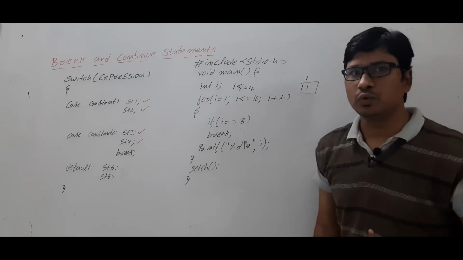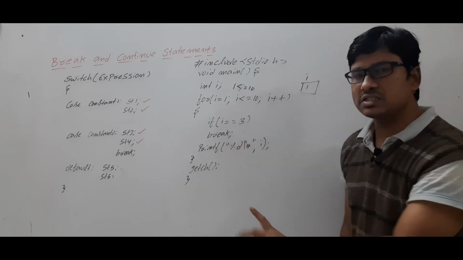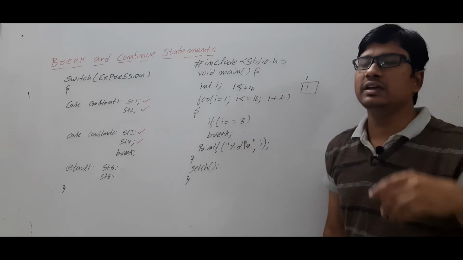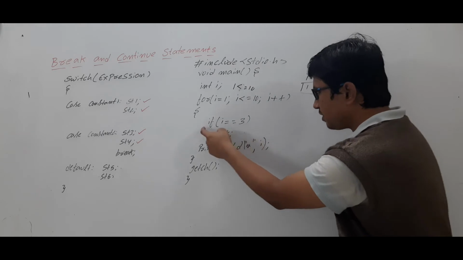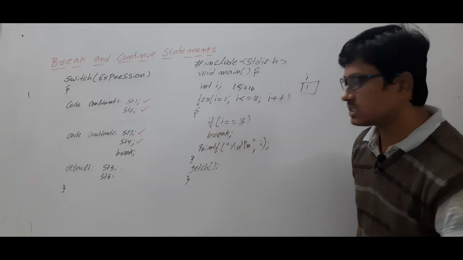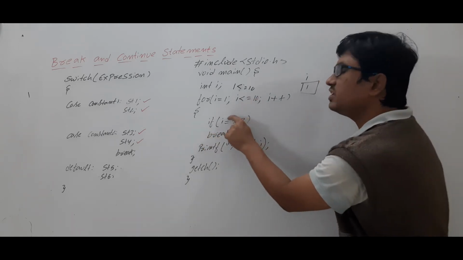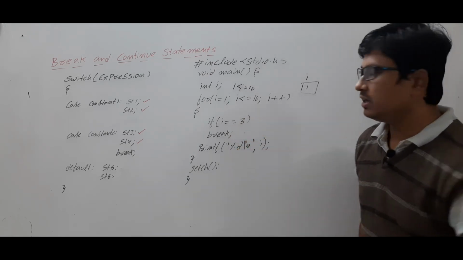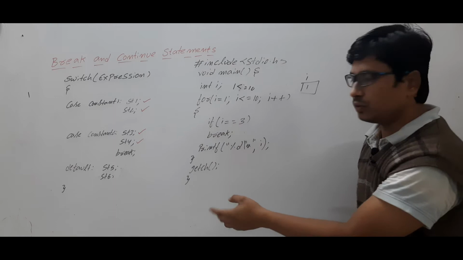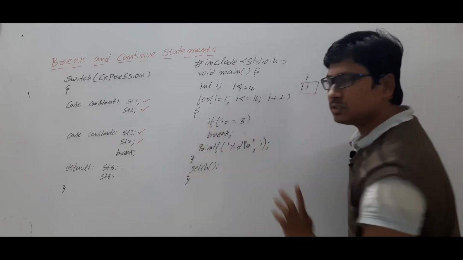I have already discussed one point: if there is only one statement, then the curly braces are optional. So if I did not mention the curly braces, you can understand that if this condition is true, then only this statement will be executed. If it is not true, then you directly execute the printf.